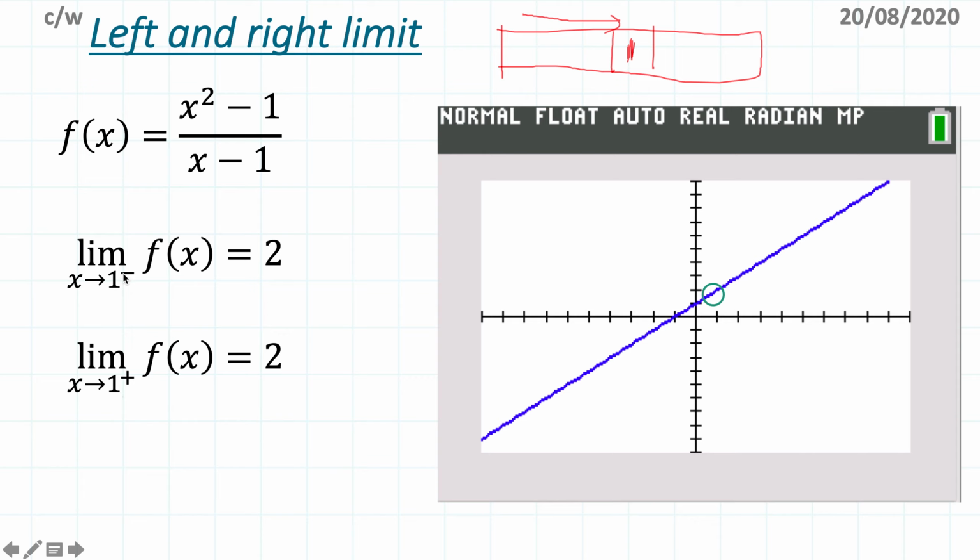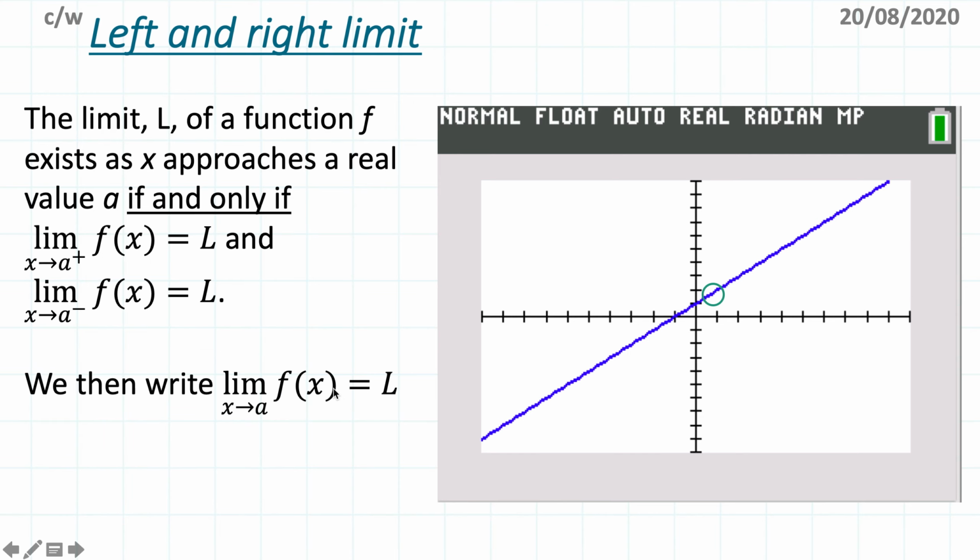Now that I have the left and the right limits being exactly the same, I can therefore say that the limit as x approaches 1 of f of x is 2. I picked a simple example just to show you the many different techniques: using trial and error, using the graph, using substitution, using simplification, and also just confirming it using what we call the left and right limit. So the limit of a function exists as x approaches a real value a if and only if the right limit and the left limit are equal to each other. So that's what it means.